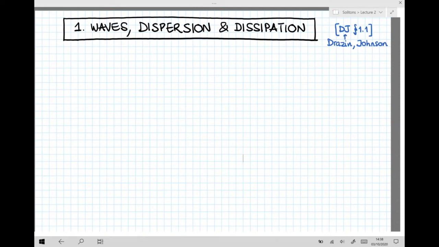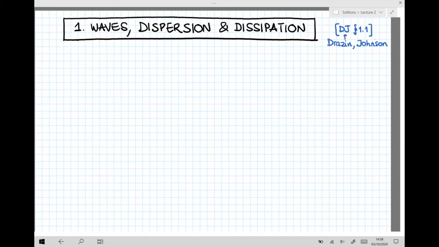Hi everyone, let's start with chapter 1, which is based on section 1.1 in the book of Drazen and Johnson. As I said in the introductory lecture, one of our main aims this term is to understand what makes a soliton special. And in order to do that, we would like to contrast them with ordinary waves which solve linear partial differential equations. And in particular, in this chapter, we're going to discuss two phenomena that arise generically in the context of those linear waves, namely dispersion and dissipation.